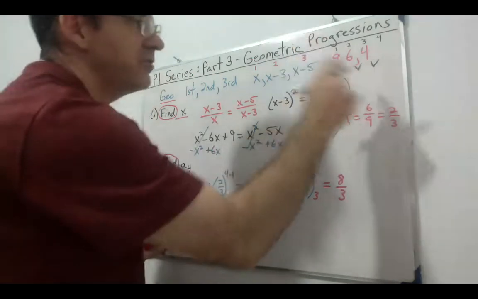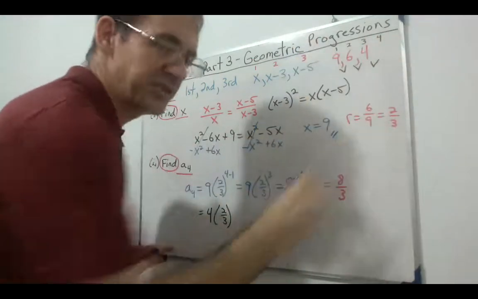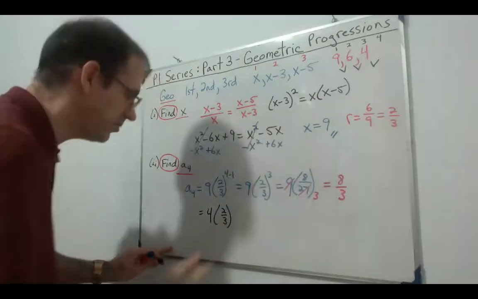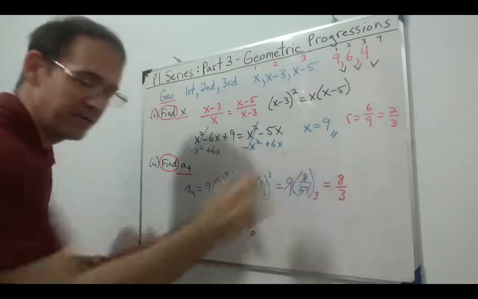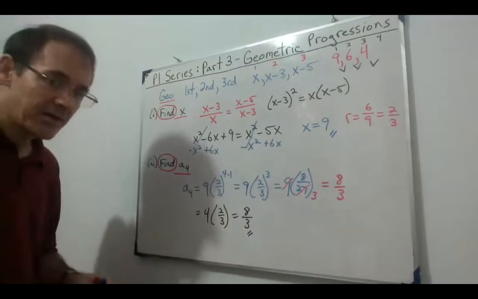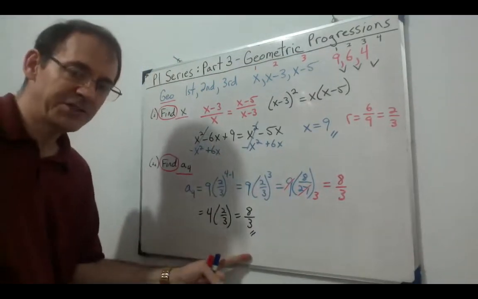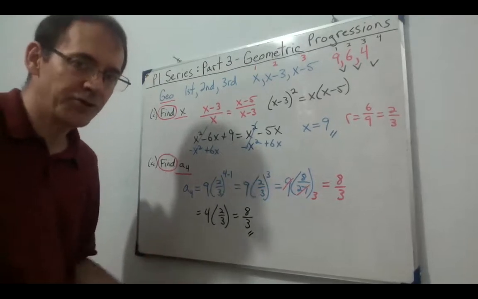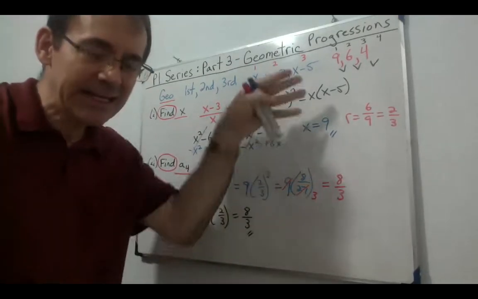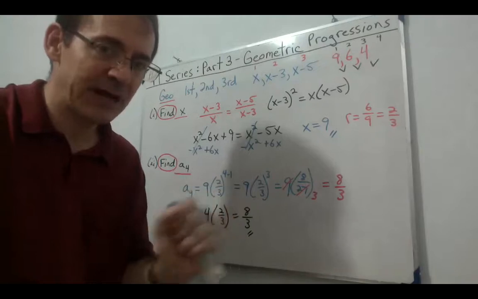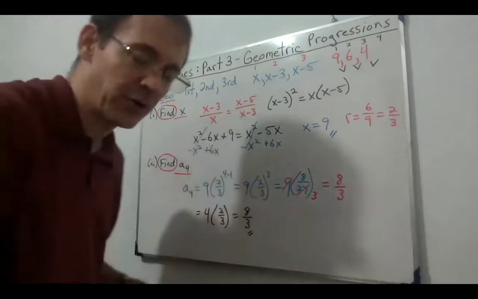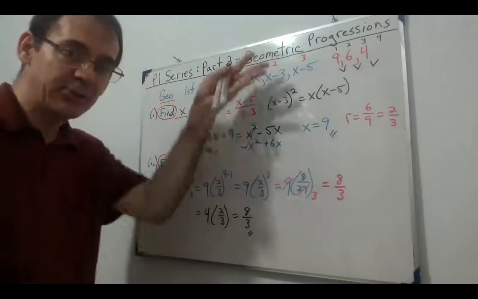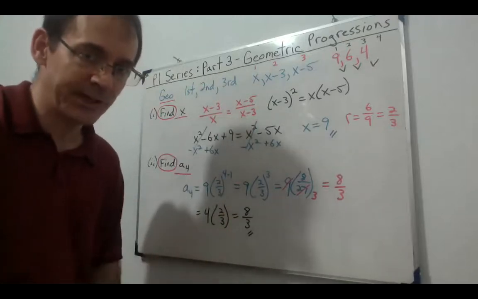That is the third term. To get the fourth term, we just multiply it by one more ratio and you get 8/3. Same answer, but this is more efficient because it shows that you're correlating information at a faster rate. You're not just doing math. You're not just following formulas. You're understanding relationships between information.